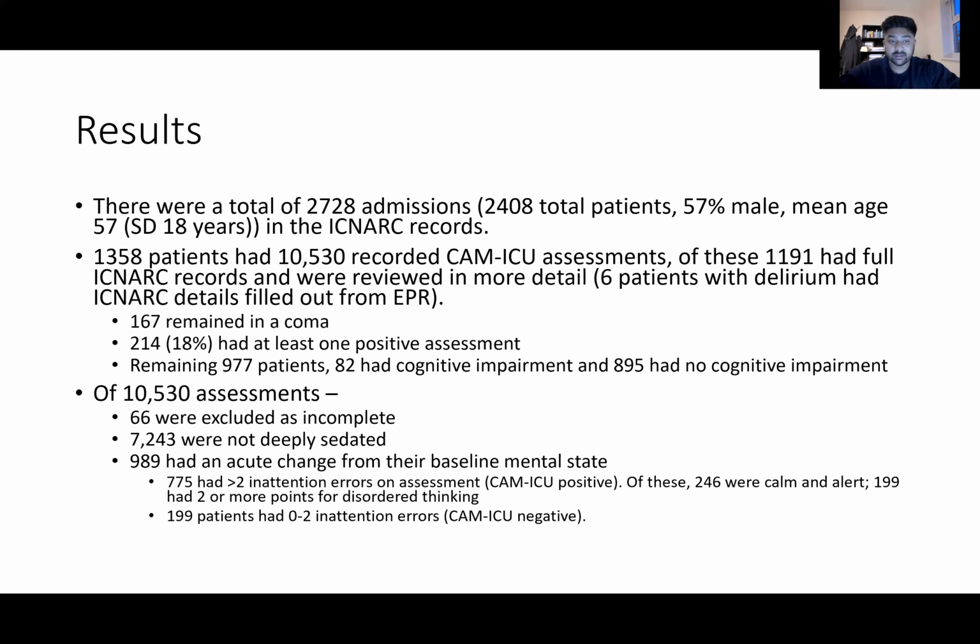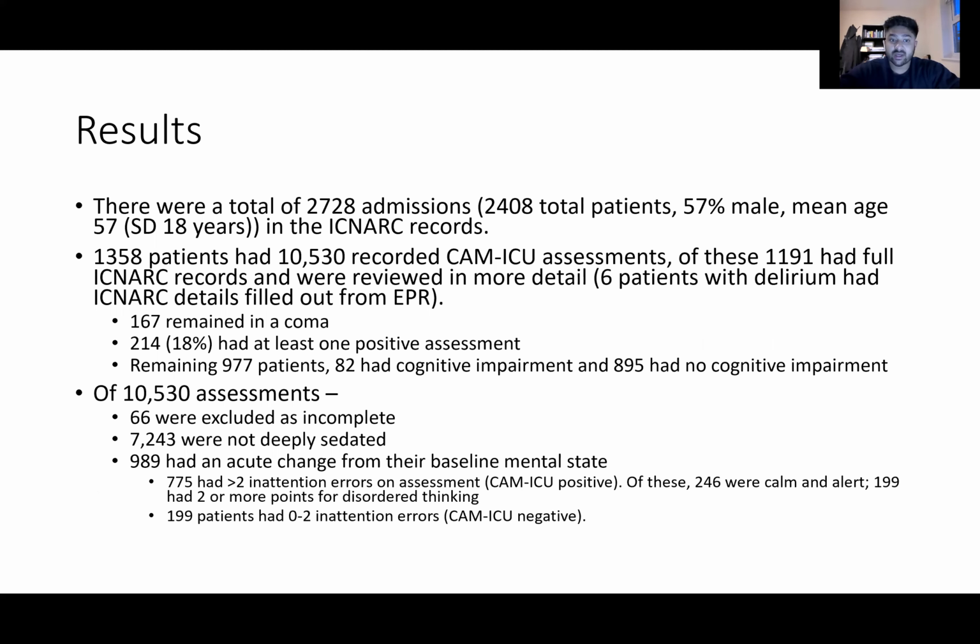So what did we find? We found that there were 2,700 admissions. That was a total of 2,400 patients, which meant there were readmissions, and just over half of them were male. The average age of the patients was 57, and these are the data points that were collected through the ICNARC records. CAM ICU assessments, like we said, were to be done twice a day.